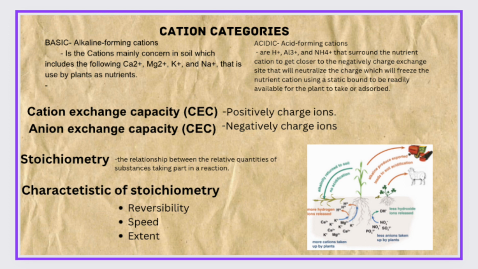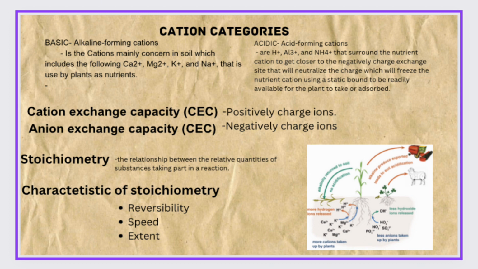Now, we will discuss the two types of ions, but first, we will start with cations. This positively charged cation can be divided into two categories: acid or acid-forming cations and basic or alkaline-forming cations. The cations that are mainly of concern in soil are calcium, magnesium, potassium, and sodium. They are all alkaline or basic cations that are used by plants as nutrients. While the acidic or acid-forming cations are hydrogen, aluminum, and ammonium, which surround the nutrient cations to get closer to the negatively charged exchange site.